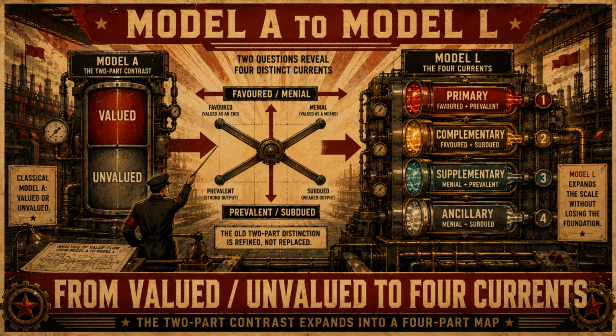Instead of only asking whether a function is valued or unvalued, Model L asks two questions. First, is this function favoured or menial? Second, is its output prevalent or subdued? When those two questions cross, the old two-part contrast opens into four currents. Primary current corresponds to the familiar valued functions. Ancillary current corresponds to the familiar unvalued functions. But between them, Model L adds two missing middle zones, complementary and supplementary.